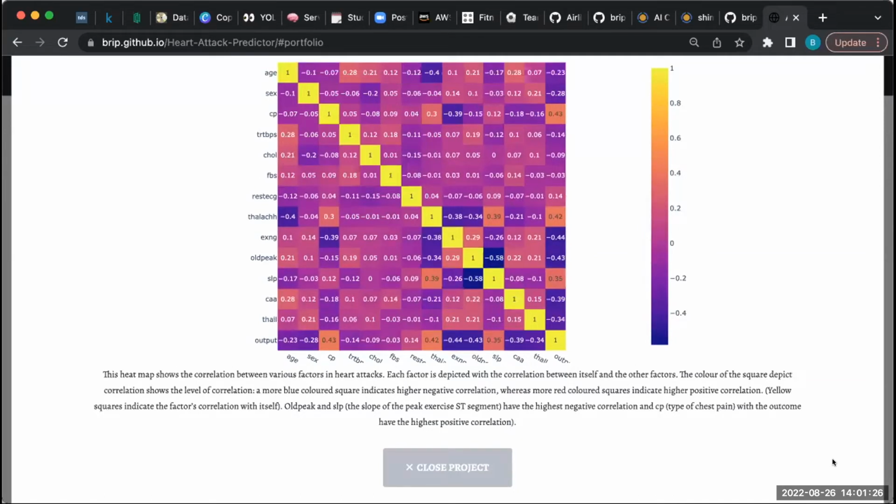This heat map shows the correlation between factors in heart attacks. As you can see, OLDPEAK and SLP have the highest negative correlation, and CP, the type of chest pain, and the output have the highest positive correlation.